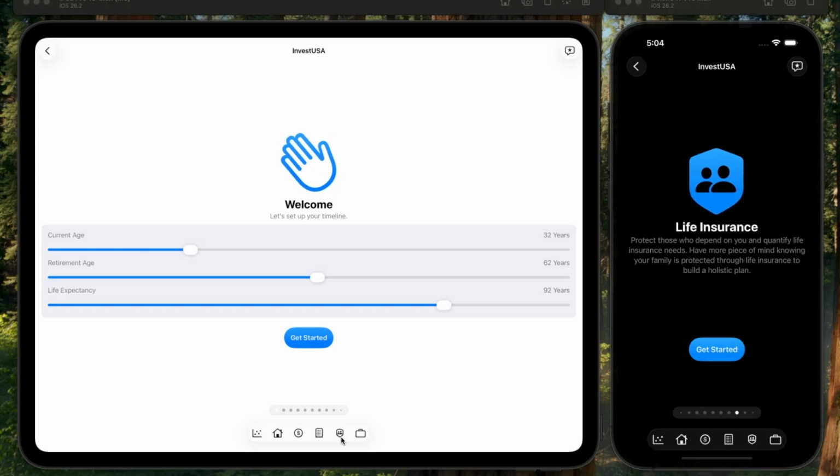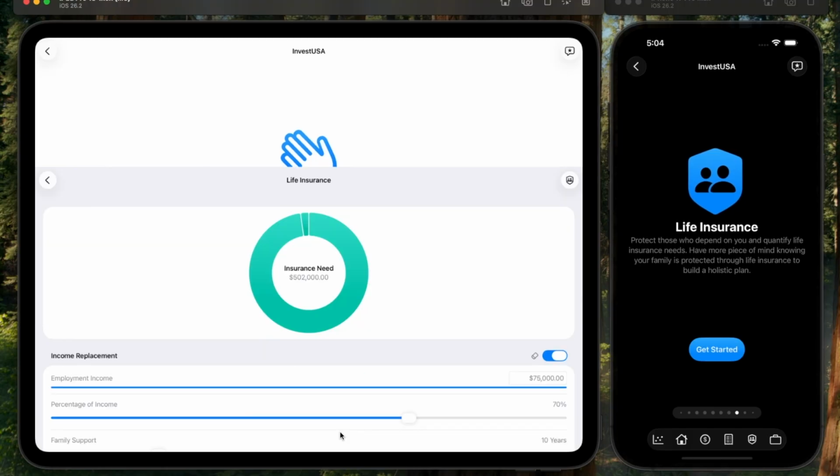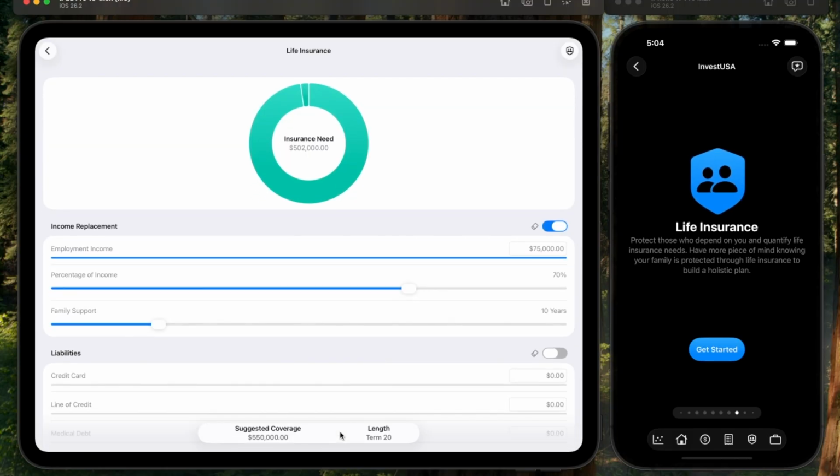So in order to get to the life insurance calculator, you're going to click on the shield with two people on it. And basically, we're going to build out a scenario custom to you. Basically, it all depends on your personal values. So these are based on industry standards, but there are sliders so you can adjust however you like.